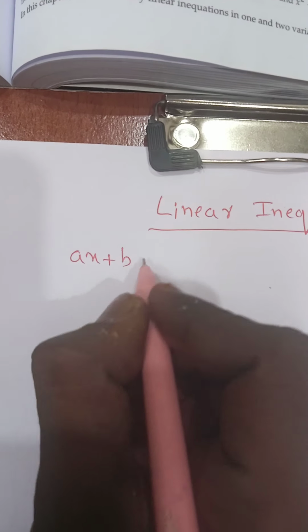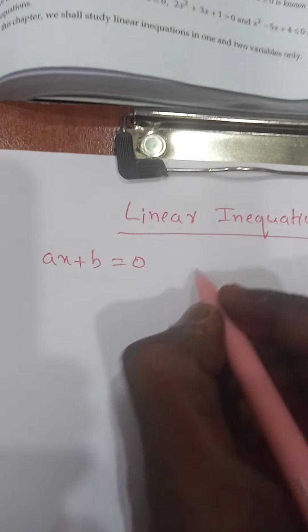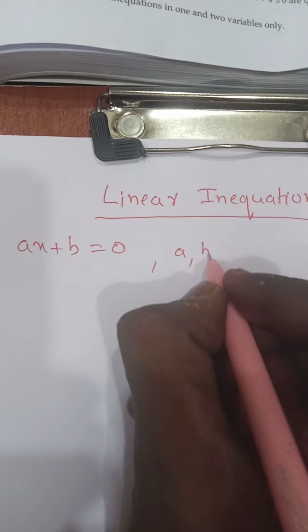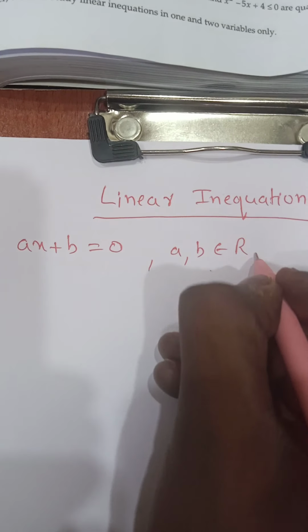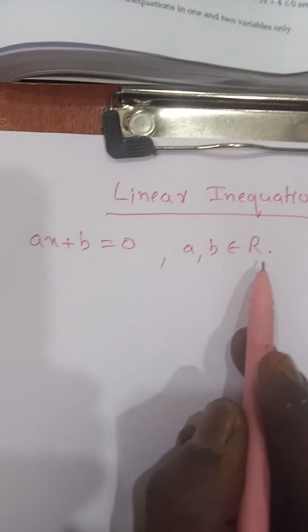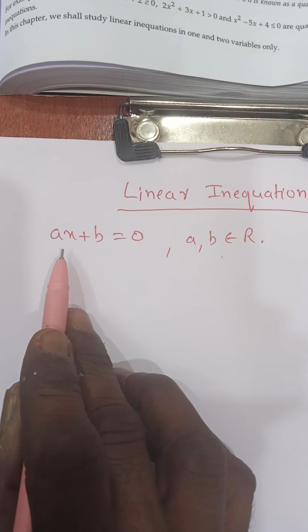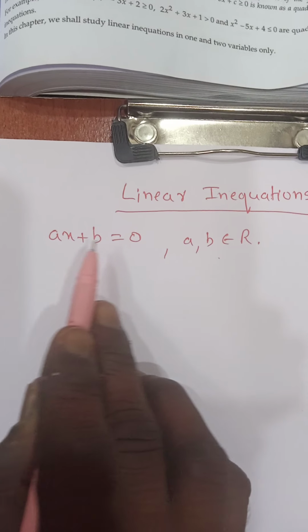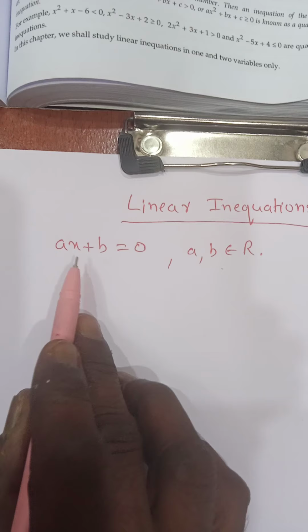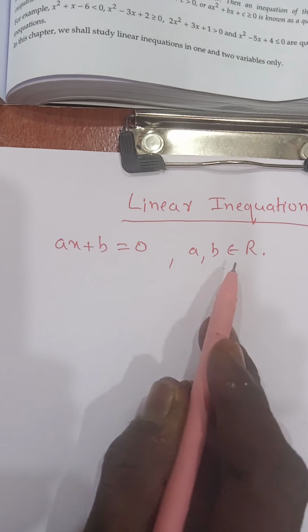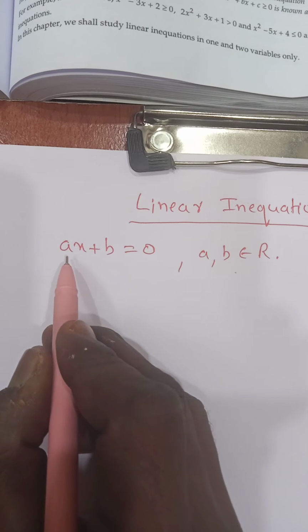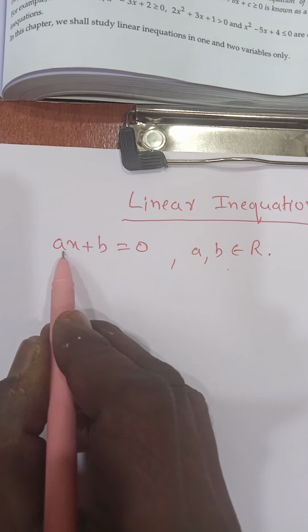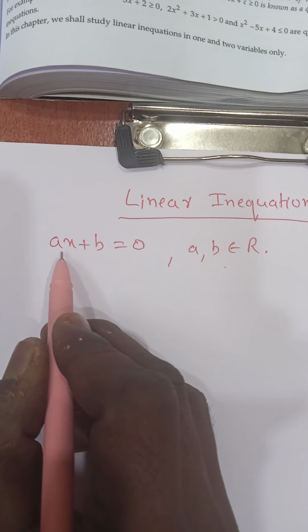ax plus b equal to 0, where a and b belong to the real numbers. If a and b are real numbers, we call it a real linear equation in the single variable x. We are using only the single variable x, and we have some constants, a and b. These numbers we call the coefficient terms.